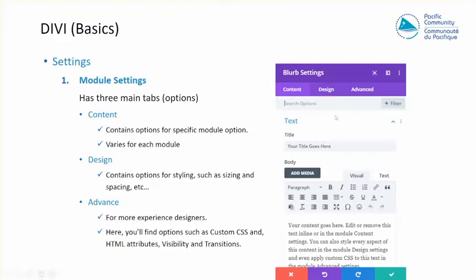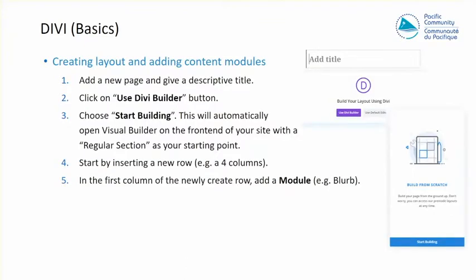So here I'm using a blurb module. The content options are a bit different from the others. We'll have a look at this as well. How do we create a layout and add content modules using Divi?